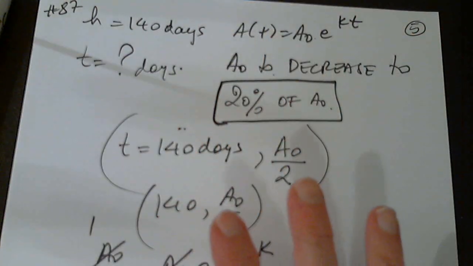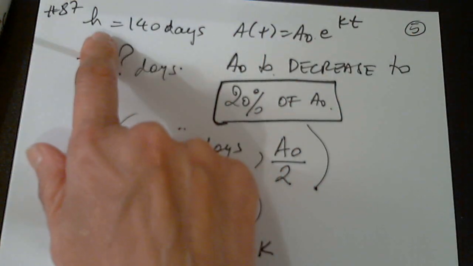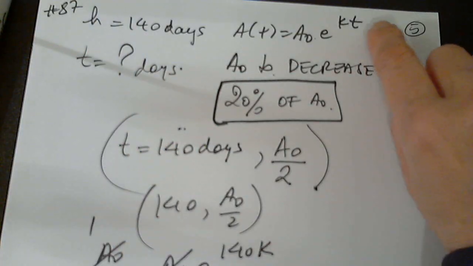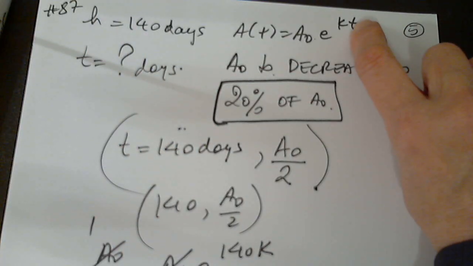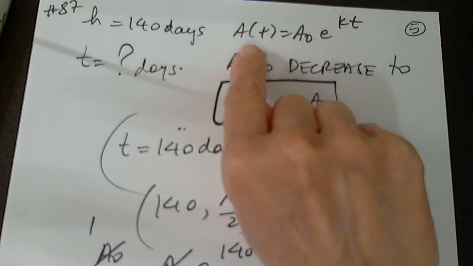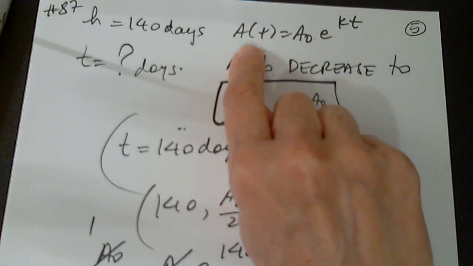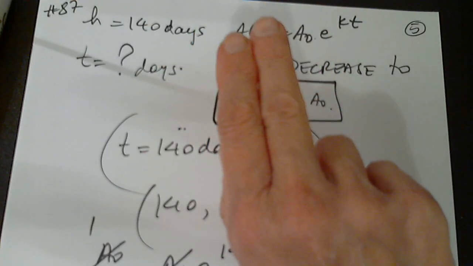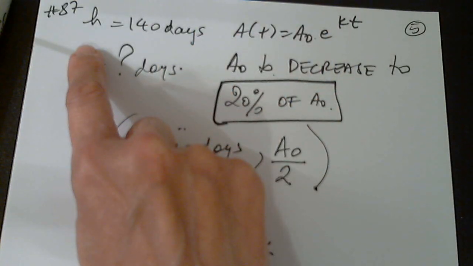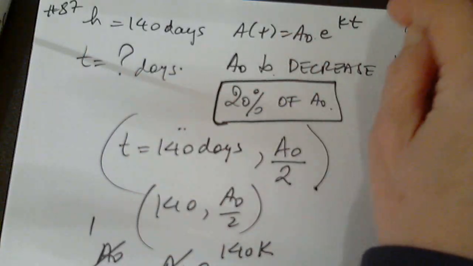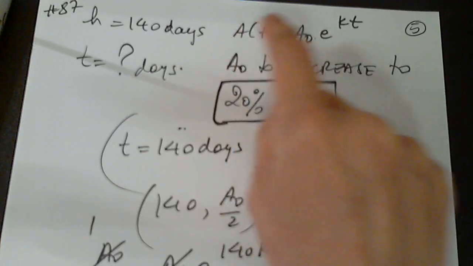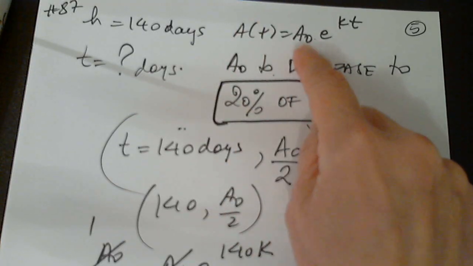Let's summarize this before we continue. We are told that the half-life is 140 days, which means when t is 140 days, the substance that we still have left is the original amount divided by 2. It's half-life. So when t is 140, this amount is A0 over 2. That's all I did.